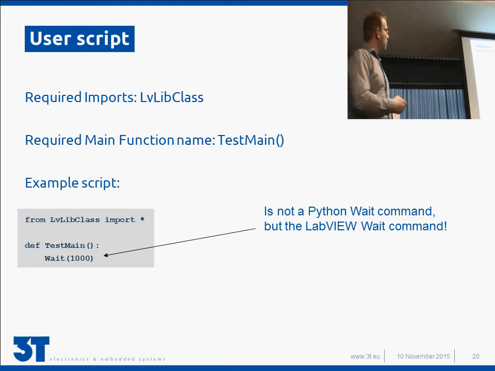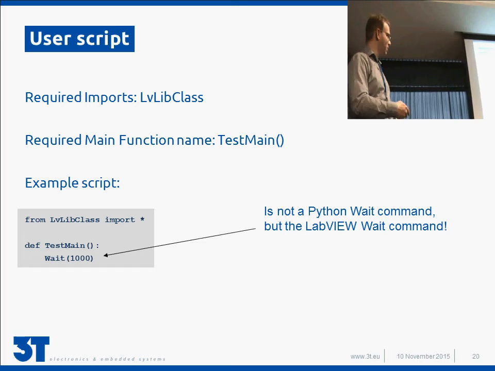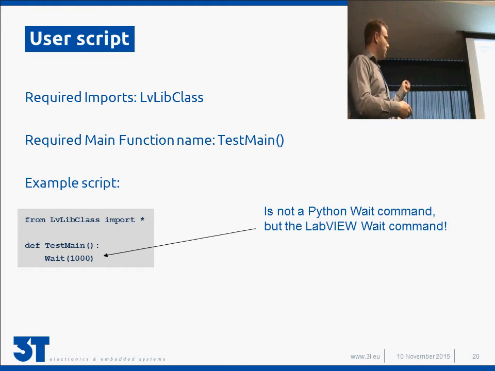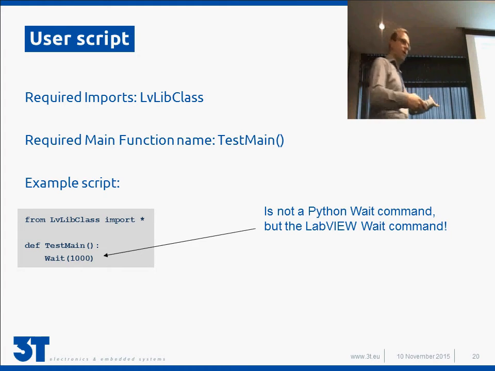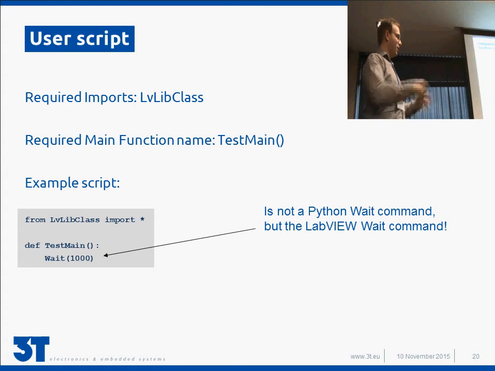This is your own user script. You have to import the LV-lib class module, and in this simple example just the wait command is executed, so in this case the LabVIEW wait command is being executed. The other function is being called, and that function connects to your LabVIEW TCP server, and then LabVIEW will execute this wait command.